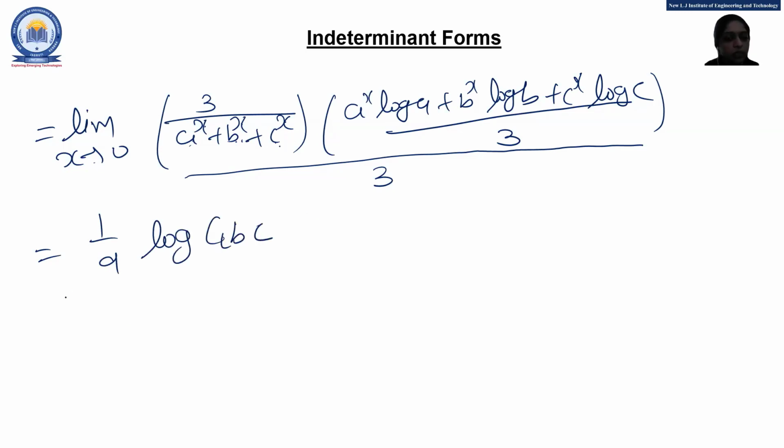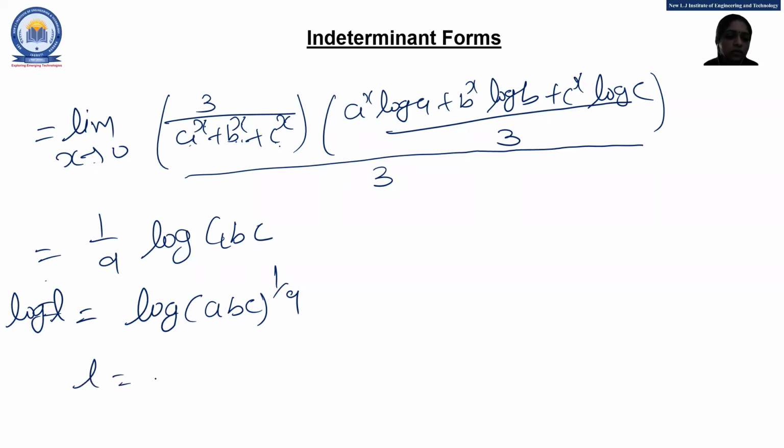You may check: so log abc raised to 1 by 9. And our left hand side is what? Log L, right? So if I cancel log from both the sides, my answer is L is equal to (abc) whole raised to 1 by 9. Okay, so this is the answer of the form 1 raised to infinity. Got it, student?